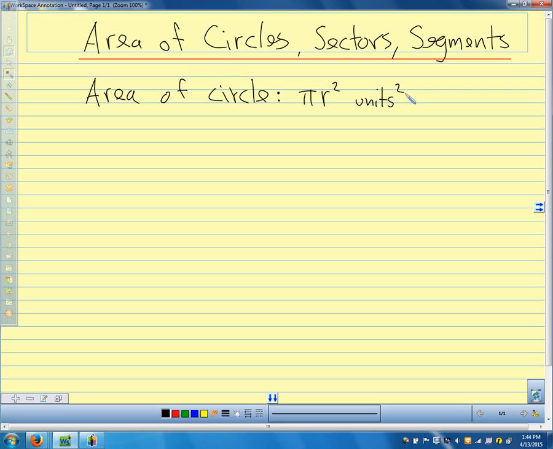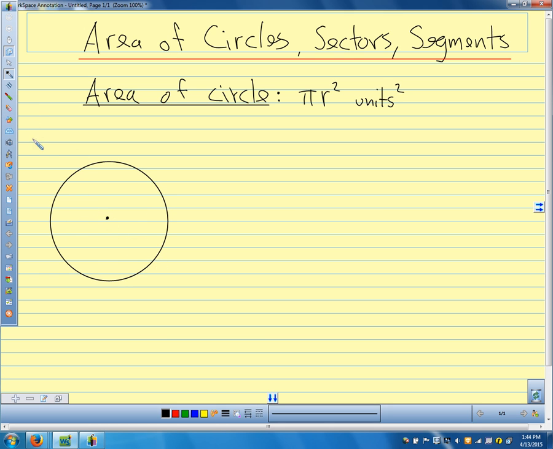Square inches, square meters, square feet, something. So that's our basic formula. We've been working with that at least since middle school, if not before. So hopefully remember that one. So let's look at a quick example, finding the area of a circle.